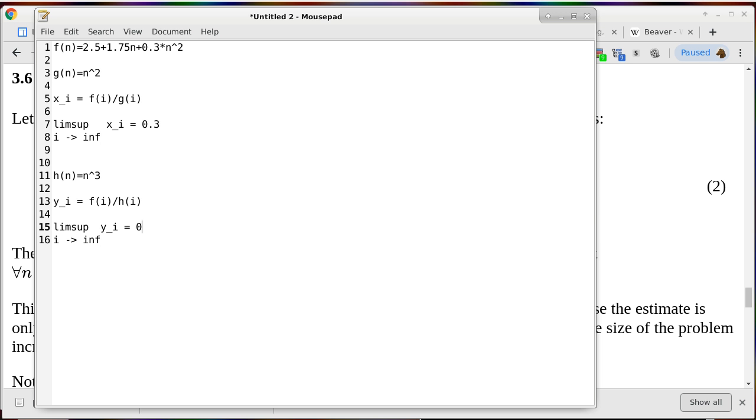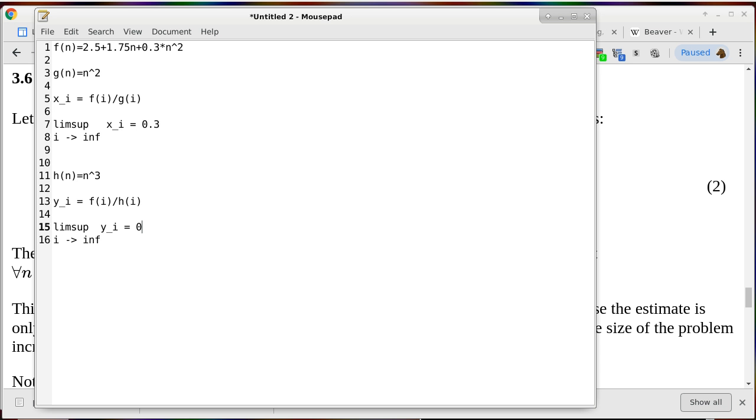Does that make sense? Because every single term, 2.5 divided by n cubed, is going to approach 0. 1.75n divided by n cubed is going to approach 0. Even the largest term, which is 0.3 times n squared, is going to approach 0 when you divide it by n cubed. So every single term is going to approach 0, which means the entire series itself is approaching 0. But I don't really care whether it is 0 or 5 or 20. I only need to know, is it a particular value that is less than infinity? Yep, 0 is less than infinity.